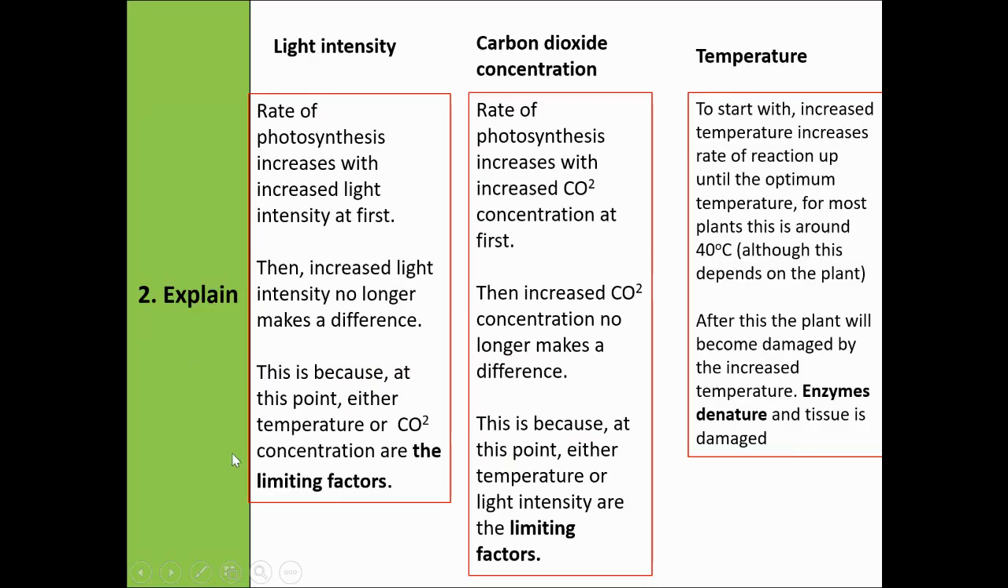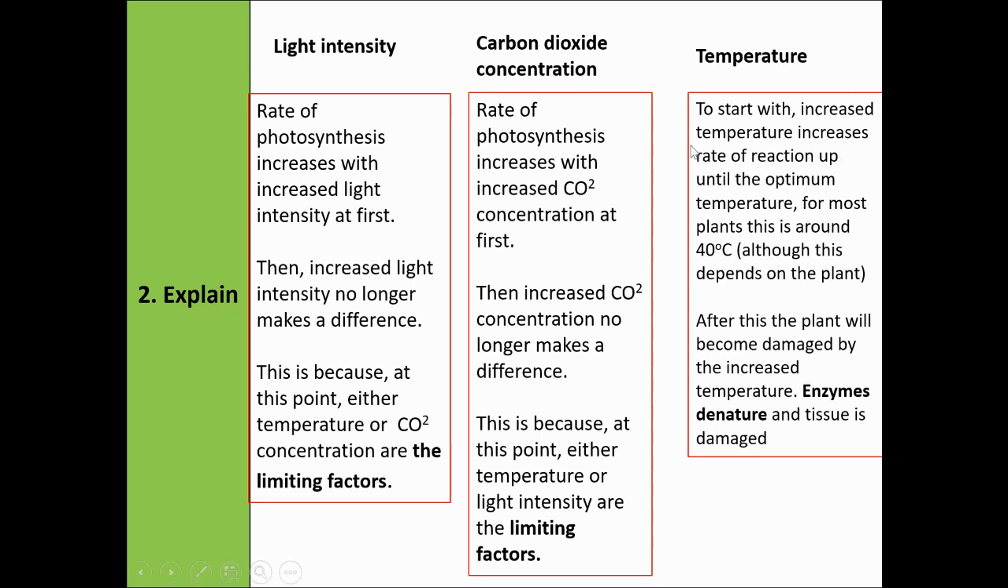Okay, actually what is going on? Light intensity: the rate of photosynthesis increases with increased light intensity at first, then increased light intensity no longer makes a difference. This is because at this point, either temperature or CO2 concentration are the limiting factors. Carbon dioxide concentration: the rate of photosynthesis increases with increased CO2 concentration at first. Then increased CO2 concentration no longer makes a difference. This is because at this point either temperature or light intensity are the limiting factors.